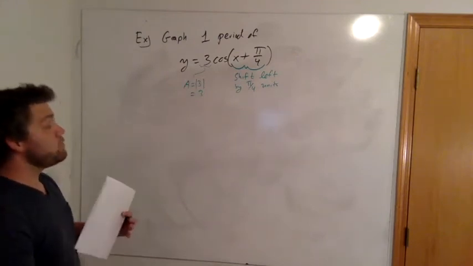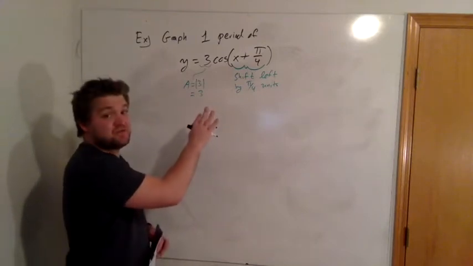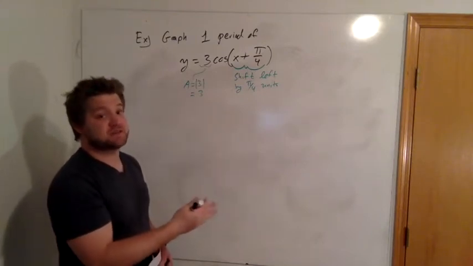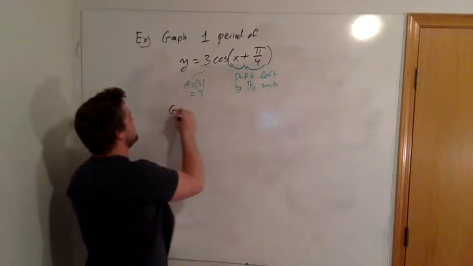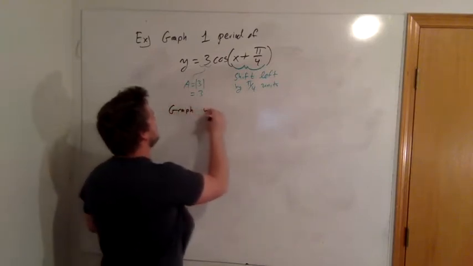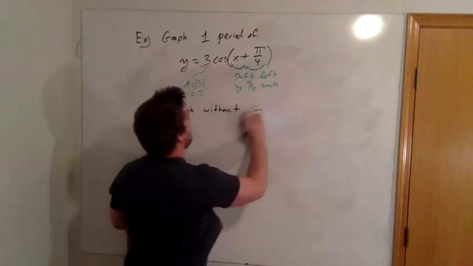What I'm always going to do when I'm graphing these is graph it without the shift, and then adjust the x-axis. So the way I like to do these is to graph without the horizontal shift.